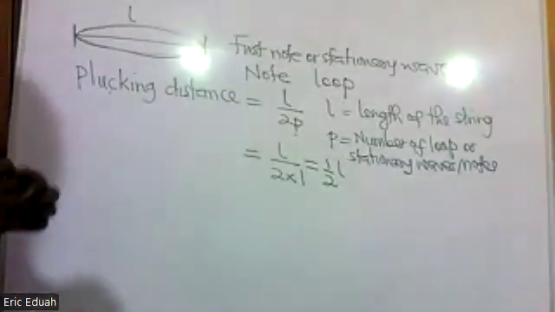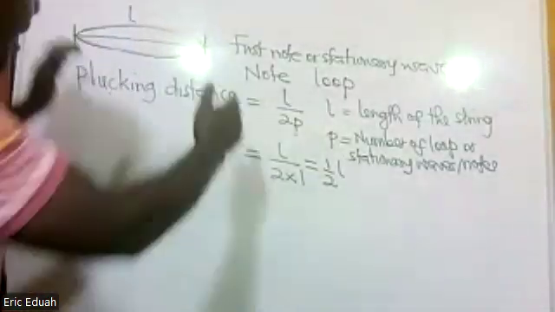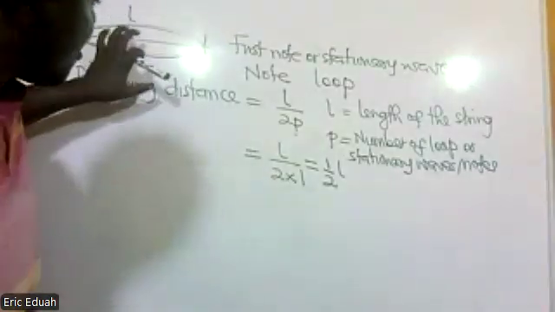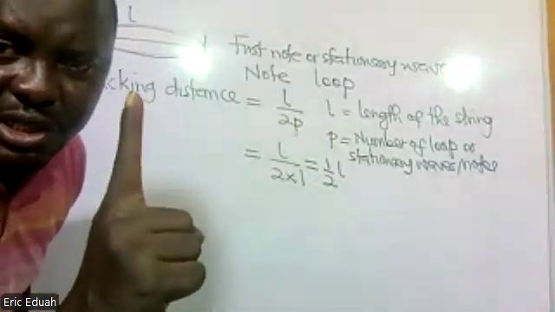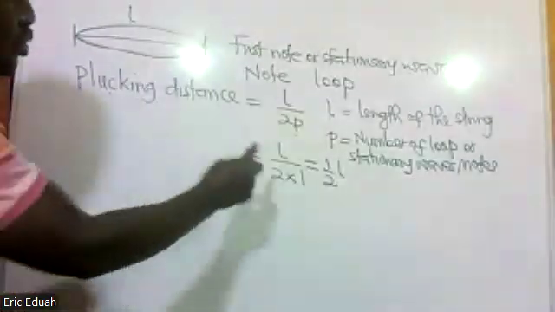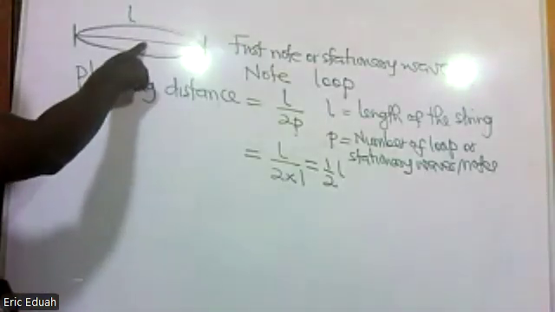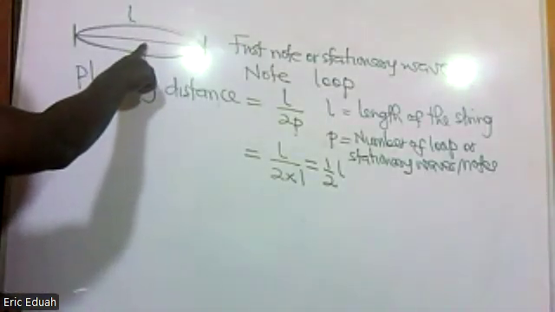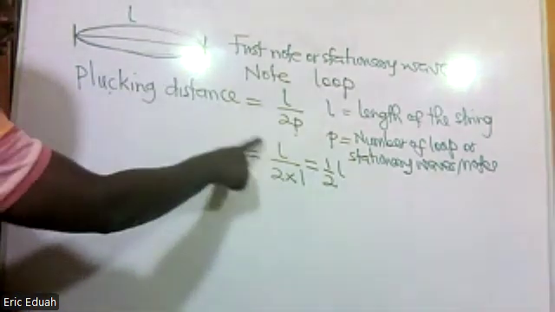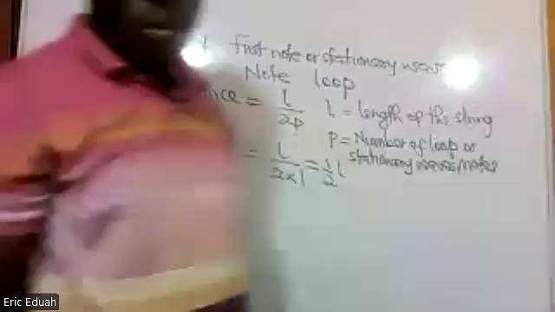What it means is that if you have a string of length L, to form just one single stationary wave or one loop, you must plug the middle, half of the length of the string, in order to form a loop, which is equal to 1.